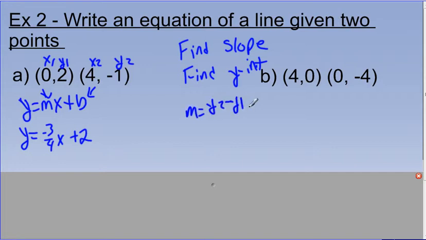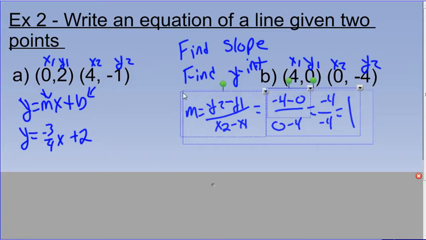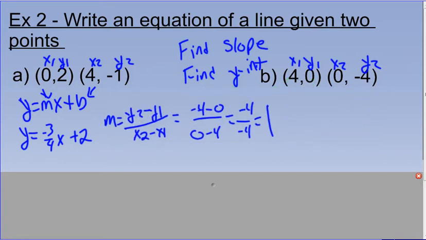y2 minus y1 over x2 minus x1. That gives us, well, x1, y1, x2, y2. Negative 4 minus 0 over 0 minus 4. That is a negative 4, that is a negative 4, and that equals 1. So we got ourselves a slope of 1. Okay, so y equals 1x, and now we need our intercept.